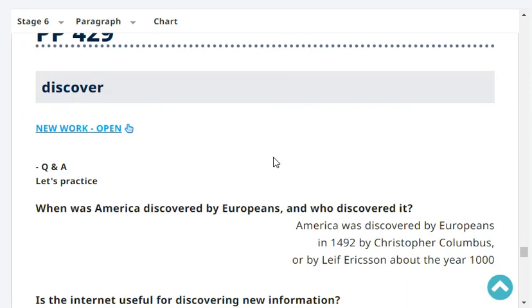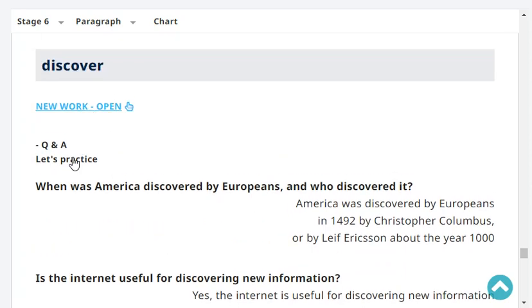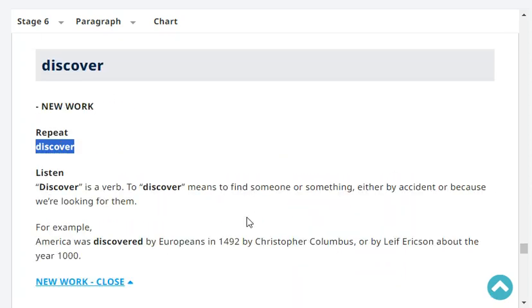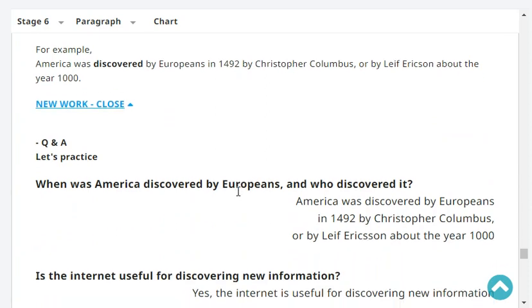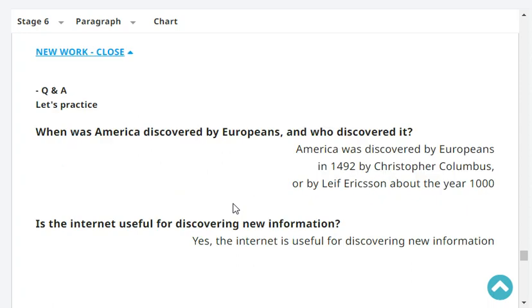Let's have a new word. Okay, repeat: discover. Very good. Okay, listen. The word discover is a verb. To discover means to find someone or something either by accident or because we're looking for them. For example, America was discovered by Europeans in 1492 by Christopher Columbus or by Leif Erikson about the year 1000.